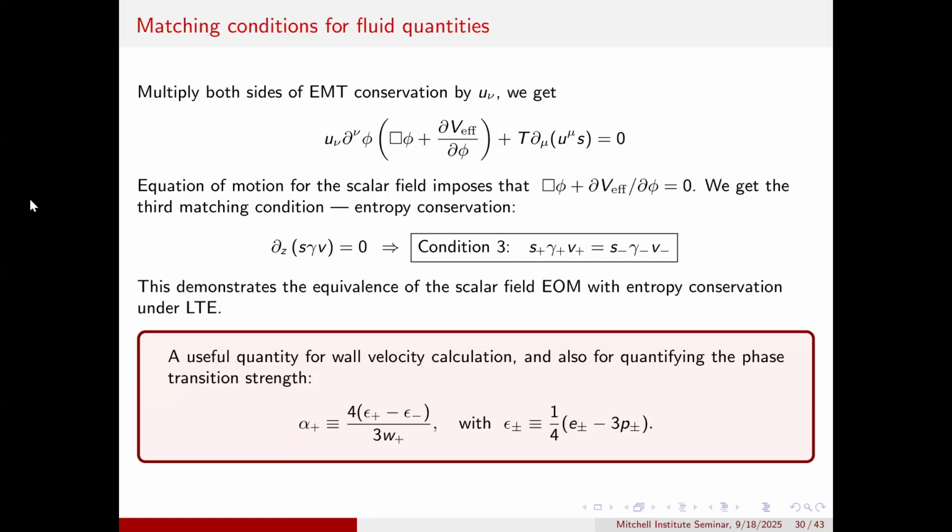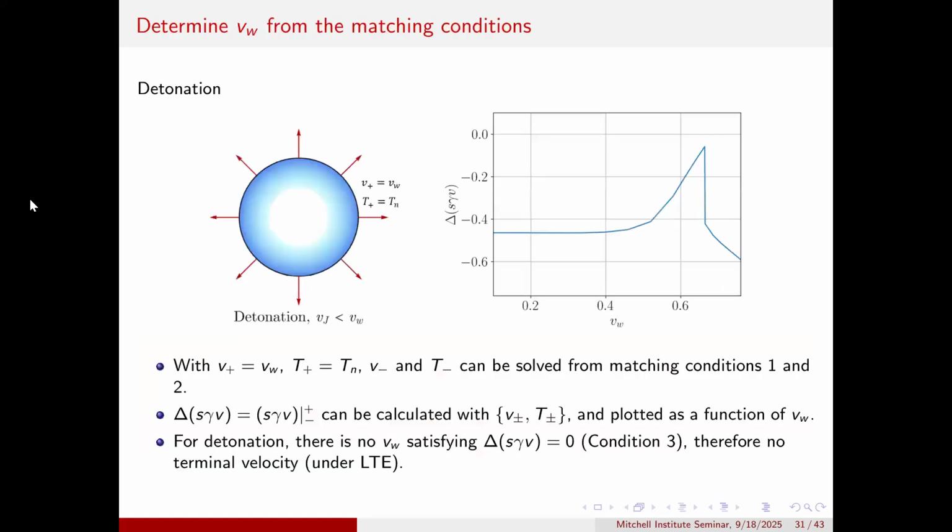Some of you may see this alpha in baryogenesis and especially gravitational wave calculation, because this quantifies the phase transition strength from the energy perspective. This is basically just the energy release from the phase transition over the enthalpy or the total radiation energy. This is very useful for calculation of bubble wall velocity and gravitational waves from first order phase transition, and we will use this quantity later as well.